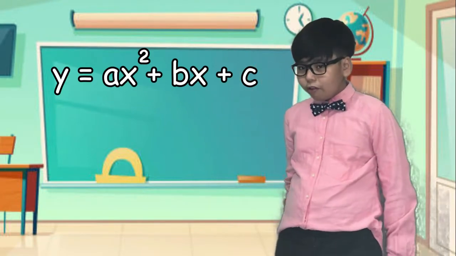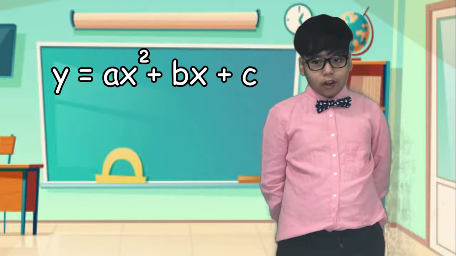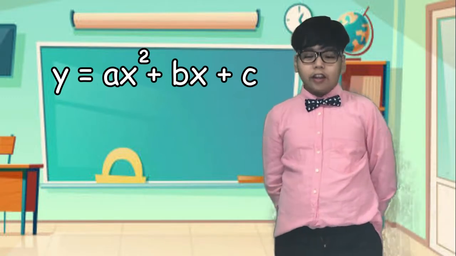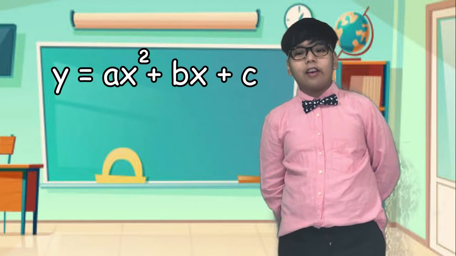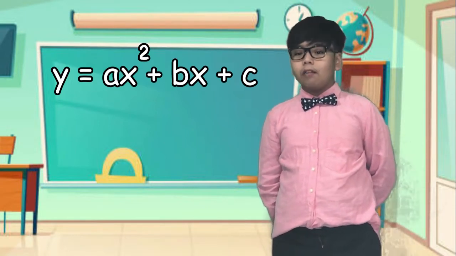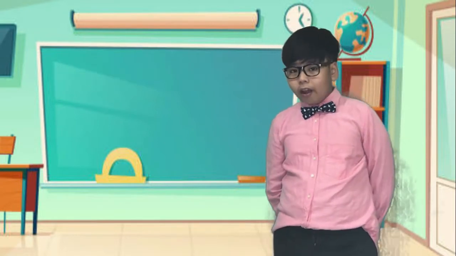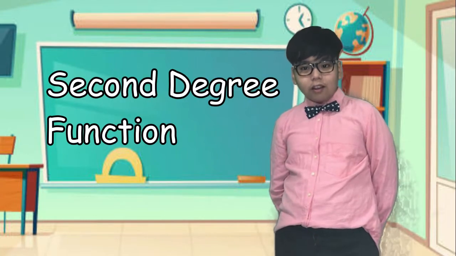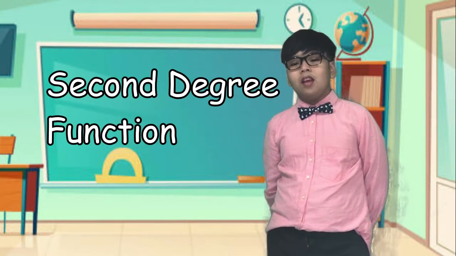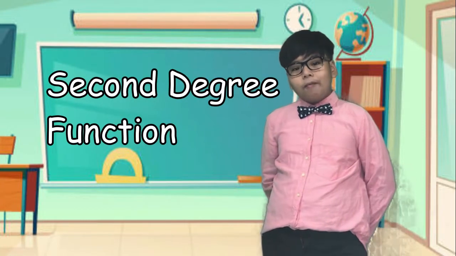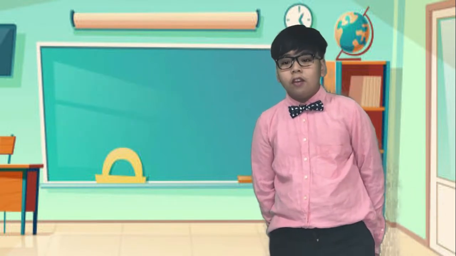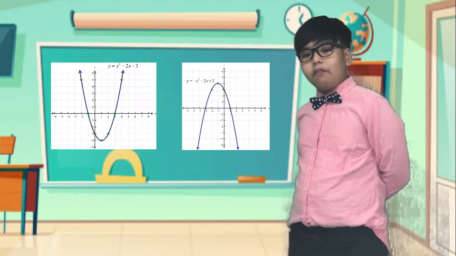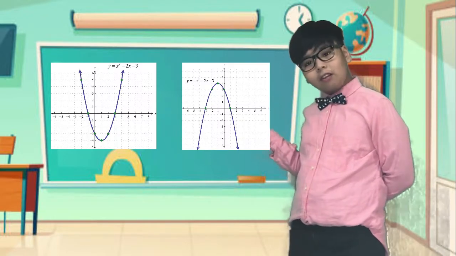So we need to make sure that we have this x squared in our function, and in addition to that, x squared must be the highest degree for a variable in that function. That's why it is called a second degree function. And now that we have seen the form for a quadratic function, let's look at some graphs. These are examples of graphs of quadratic functions.